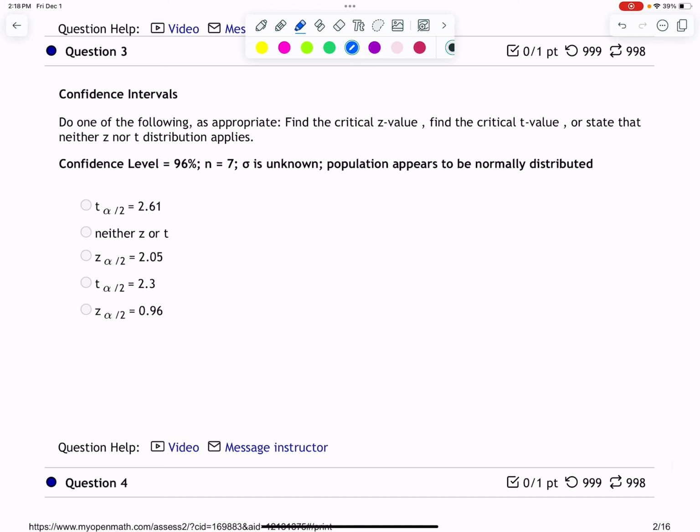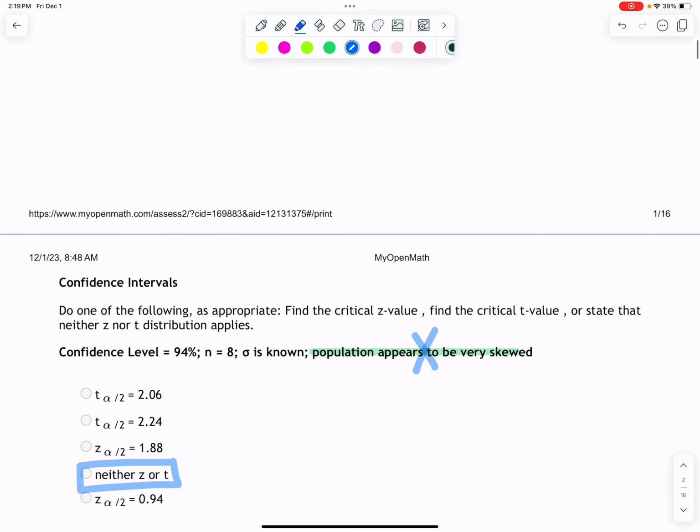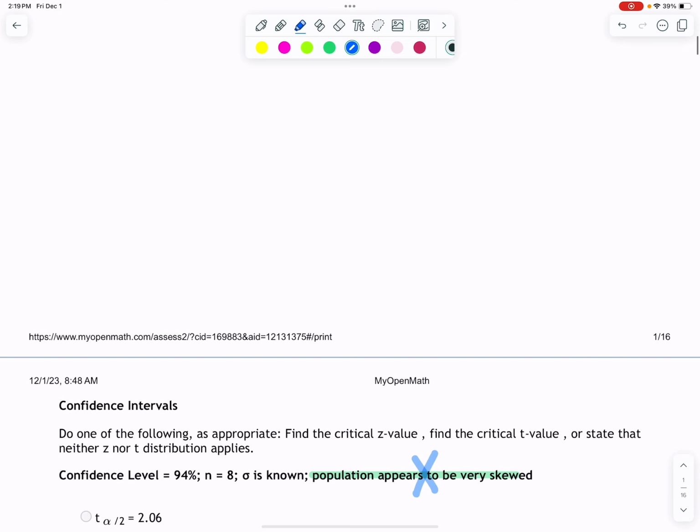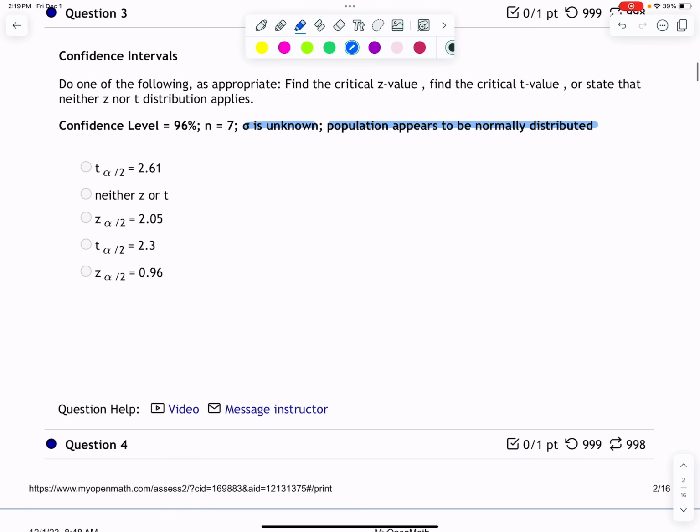Looking at question 3 very quickly, I see that sigma is unknown and the population appears to be normally distributed. The chart at the top of the first page of section 8.2 in your notes says when sigma is unknown, but the population is normally distributed, you can use student T. Same process that we used up at the first one for calculating the critical values, except instead of normal, you go to student T.